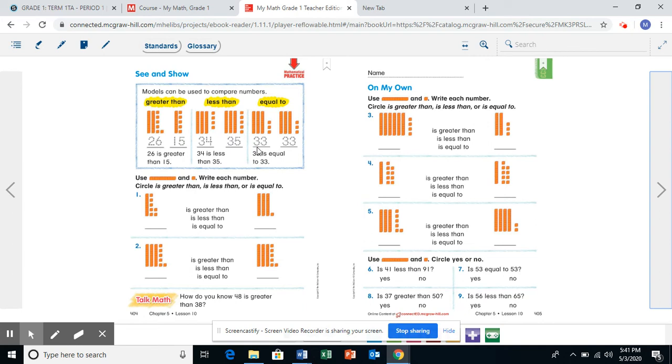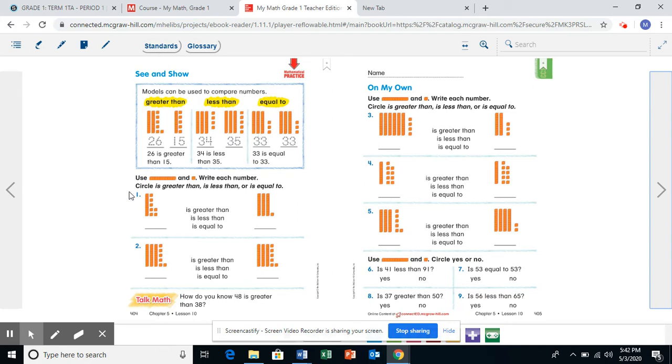Here, let's look at the base, 33 and 33. It's the same number. We can compare and look at the model. There's 3 10 base, there's 3 10 base, and then there's three single cubes. Therefore, they are the same, which is equal to.